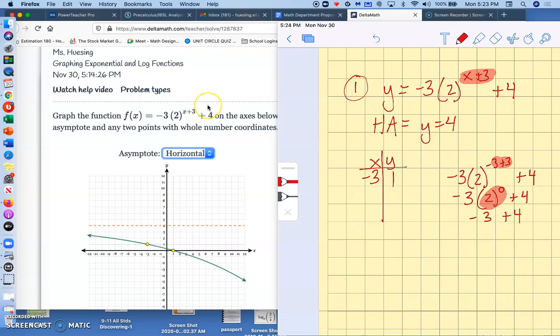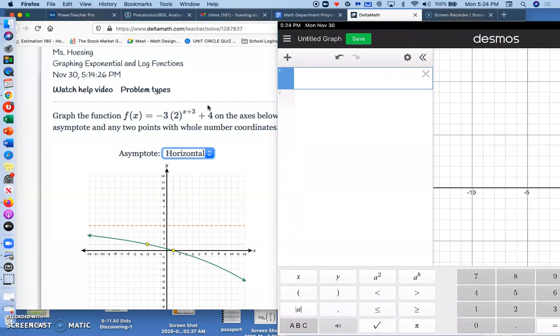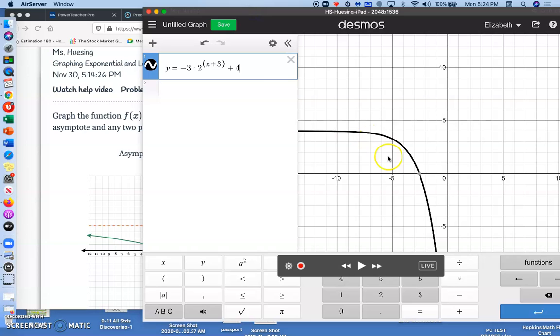And now to find another point, we could start guessing and checking, but a really easy way to do this is to go to Desmos. So we have y equals -3 times 2 to the power of x plus, and do you notice how it goes down there? So we have to do parentheses, x plus 3. Now we can go over plus 4. So there's our graph, which, sorry, you can't see it on here, my bad. So we can see our graph.